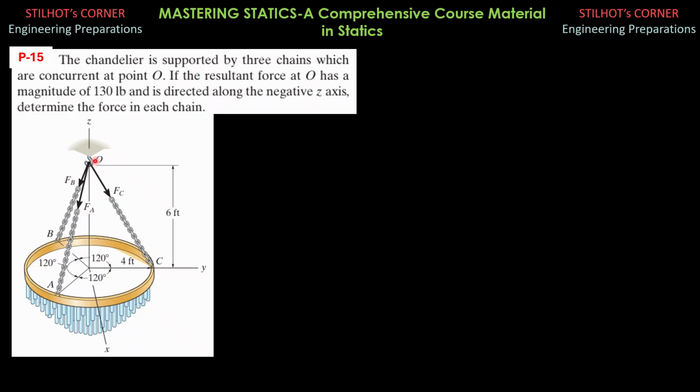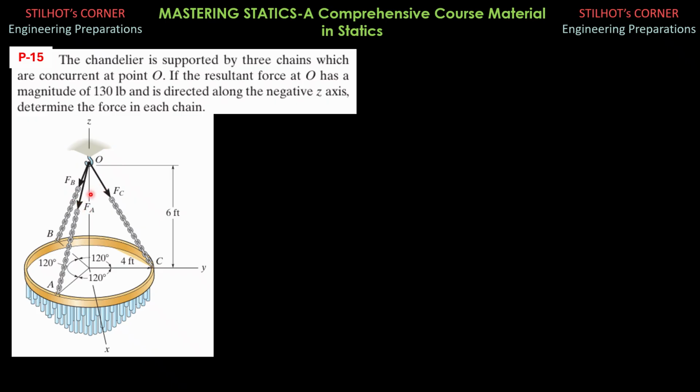Because these chains are equally spaced 120 degrees apart, we expect that the magnitude of each force is the same. So that is Fa equals Fb equals Fc, and we will just call that F. Their z component, which is downward, would be the same. So we multiply by 3 the z component of each force.